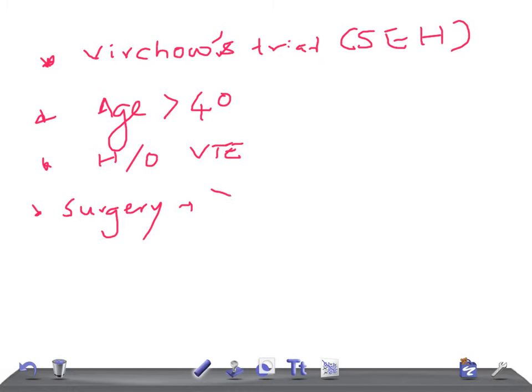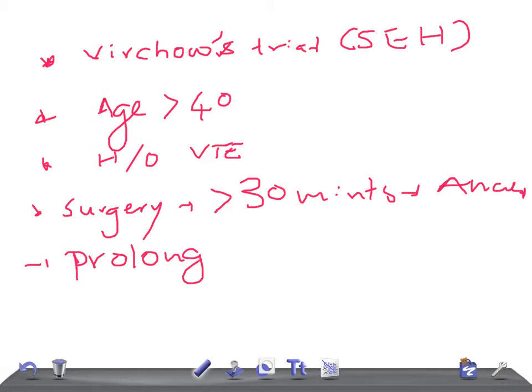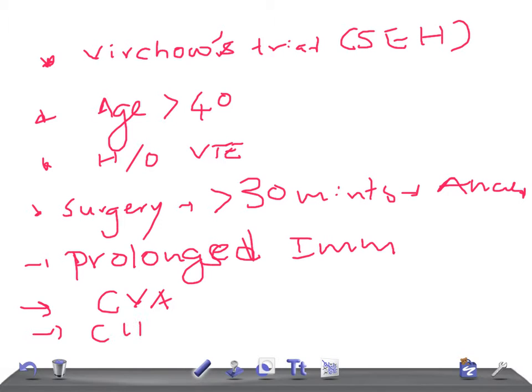Surgery requiring anesthesia for more than 30 minutes, more than 30 minutes of what? Anesthesia, that's very important. And prolonged immobilization, prolonged for days, for weeks, for months. Okay guys, and we have cerebrovascular accidents in the form of strokes, CHF, congestive heart failure, right? Then we have cancer. Then we have fracture of which bones? Fracture of pelvis, femur, tibia.